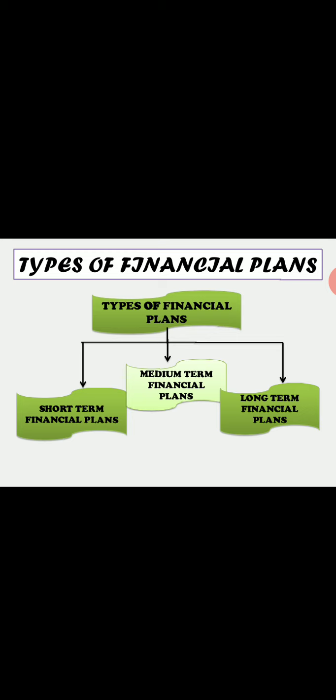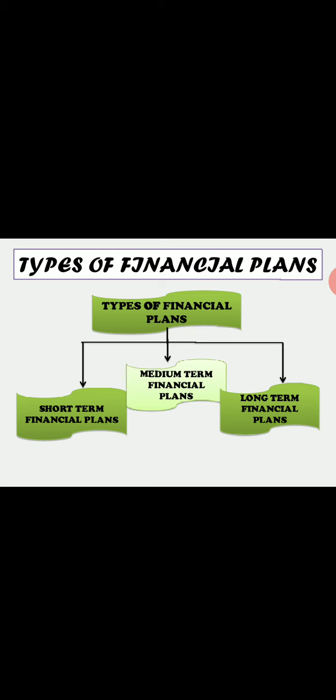We have three types of financial plans. One is a short term financial plan, the other is a medium term financial plan, and the last one is a long term financial plan. Now what does each talk about? Basically, a short term financial plan refers to a plan prepared for a period of less than 1 year. It can be of 1 year or less than 1 year.